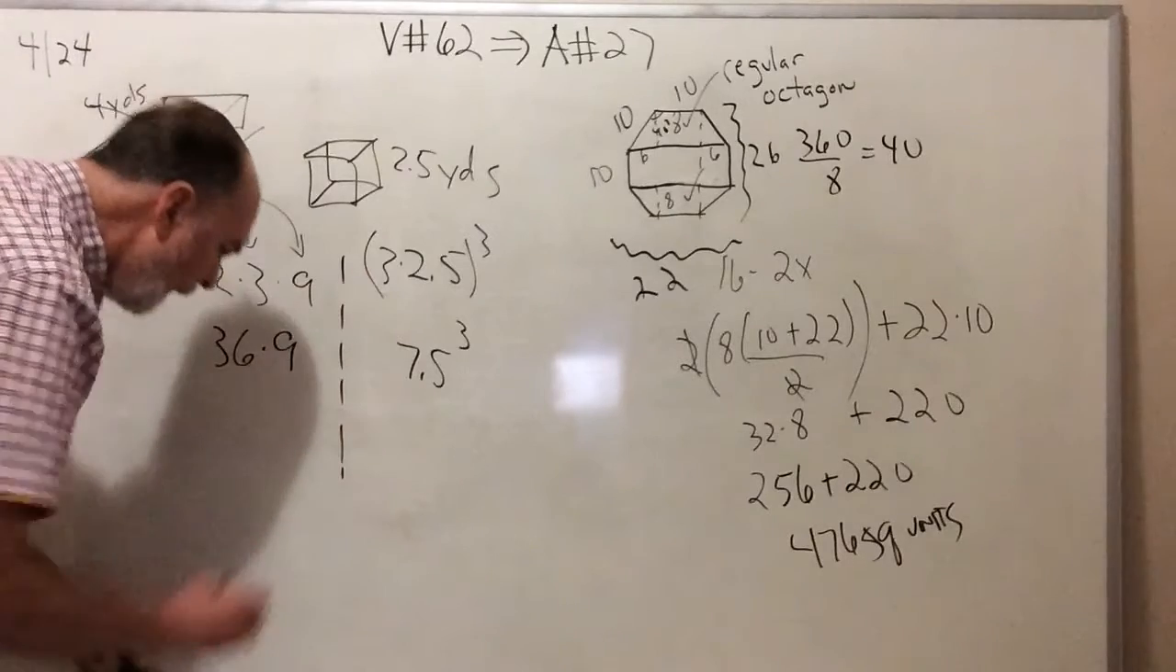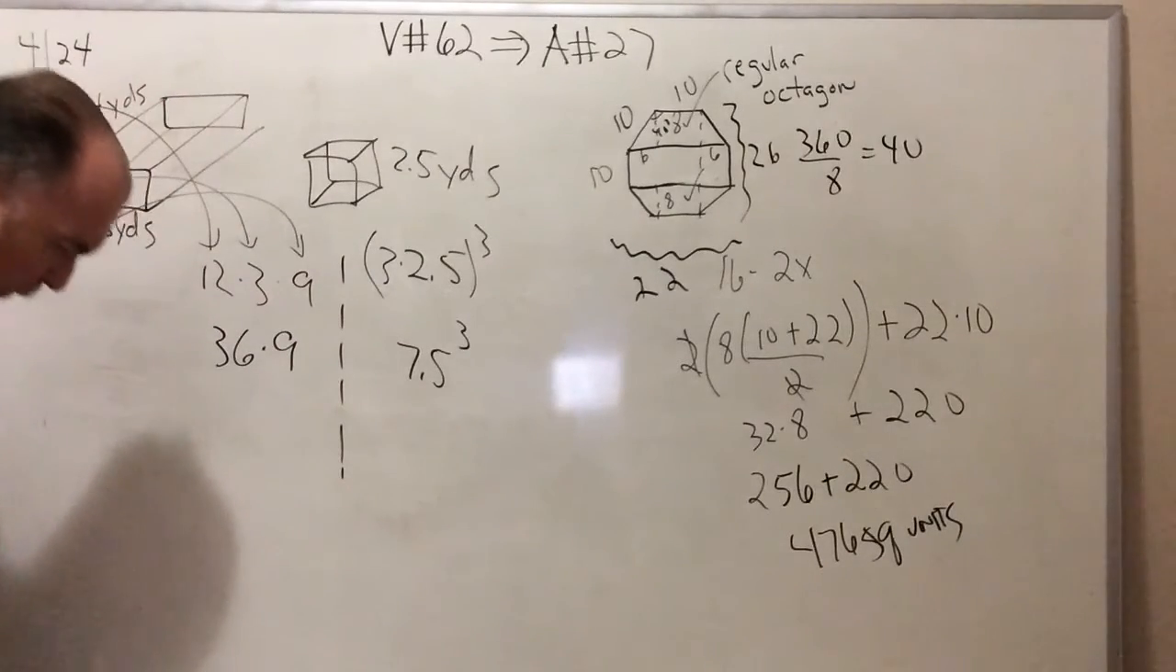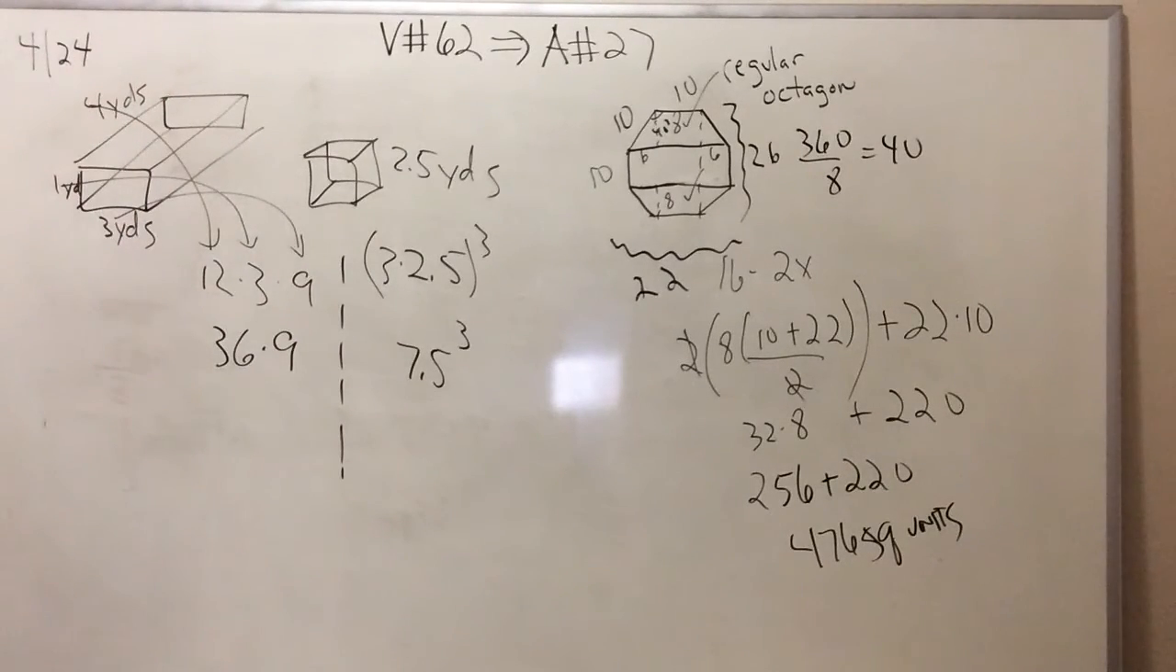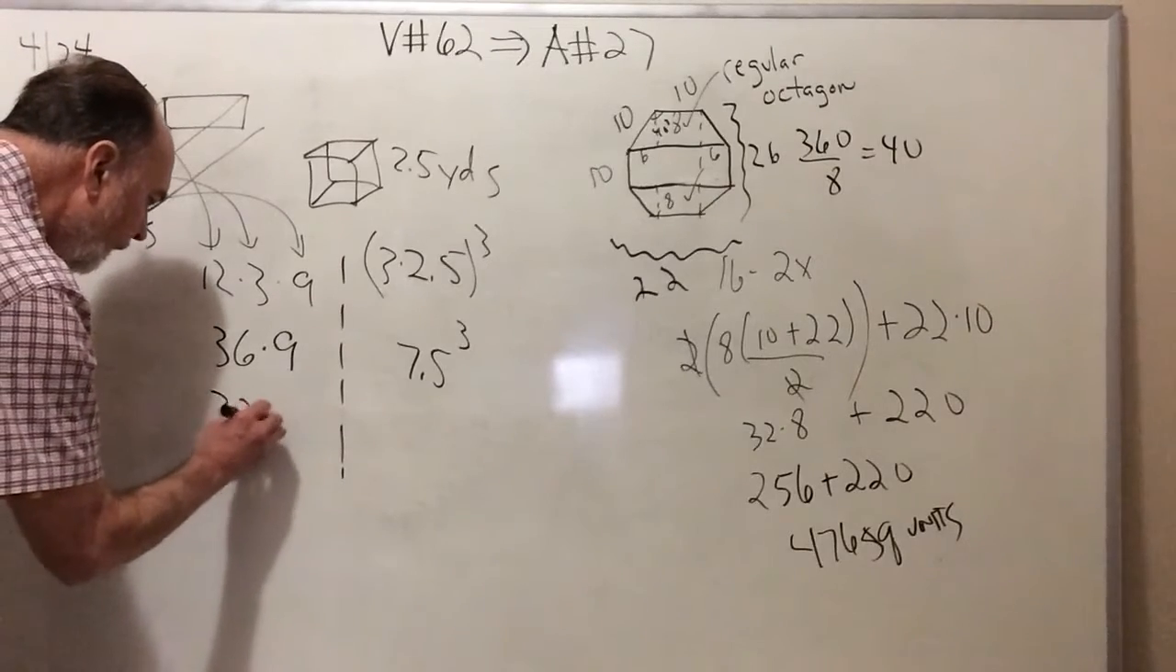We'll put a line in here. Whichever is bigger, we take the difference in cubic feet. So really, it's not asking you to do all that much. 36 times 9 is 324 cubic feet.